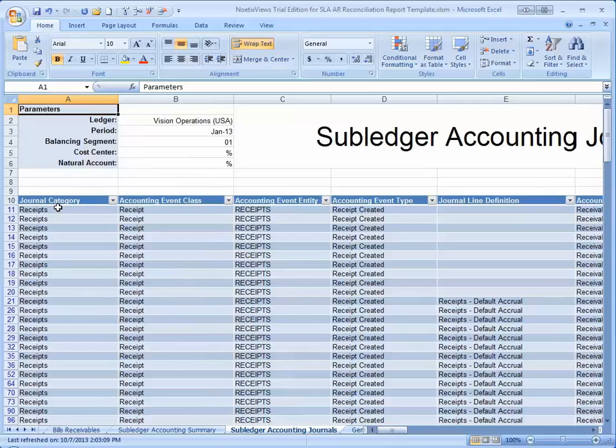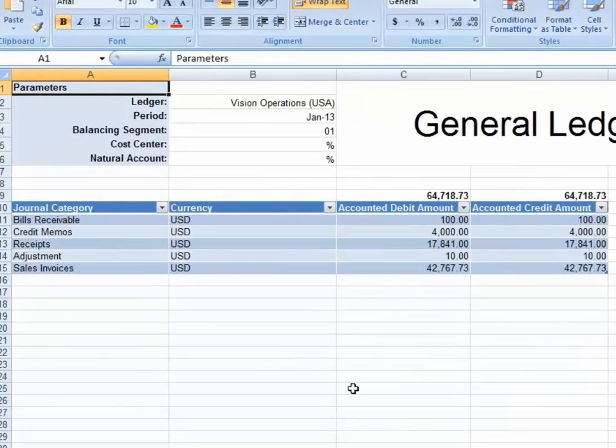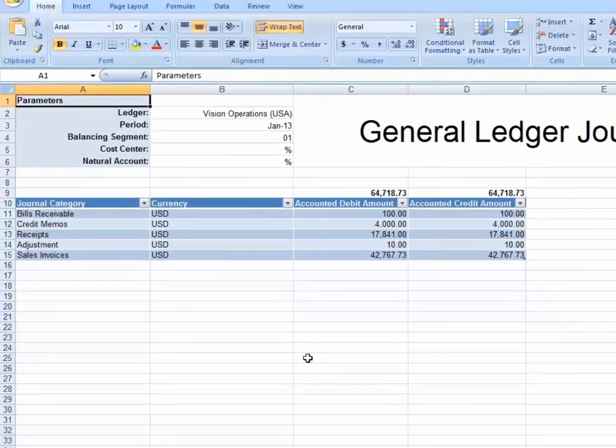If I look at these as well, I can see they're also in the receipts category. So again, I've got the information I can work with to begin understanding the discrepancy between what was accounted and what was transferred or posted to the GL. The next tab is the GL or Journal Ledger Journals Summary tab. It displays the accounted debit and credit amounts by journal category that are in the GL. The data on this tab comes from the XLA GL Journal Lines view.